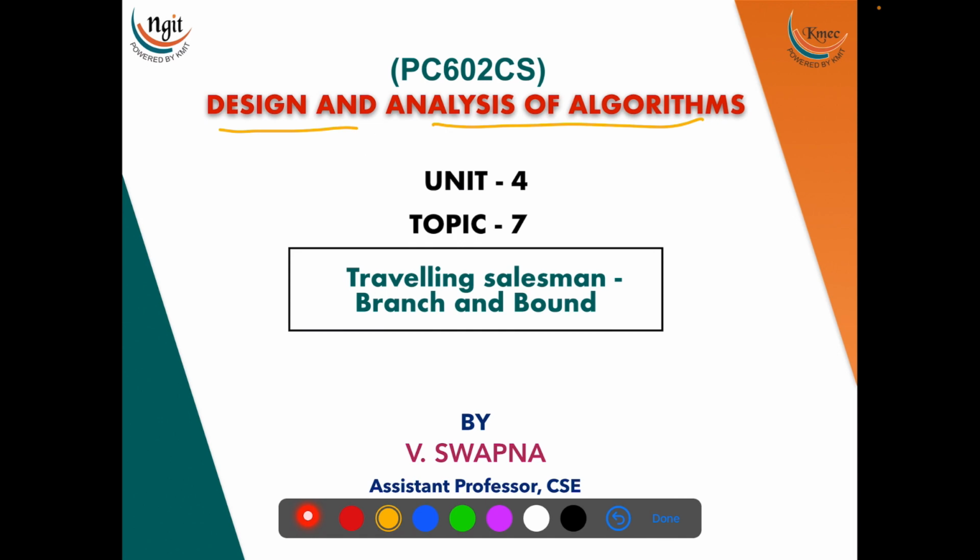Today we'll talk about the traveling salesman problem using branch and bound. You'll find this topic in the 4th unit as topic number 7, the last topic of the 4th unit. Today we'll learn what the traveling salesman problem is, which we solved using other techniques, right? So what are the differences between backtracking and branch and bound? We'll also cover one example problem, finding the solution for a textbook problem. These are the things I'm going to talk about in this video.